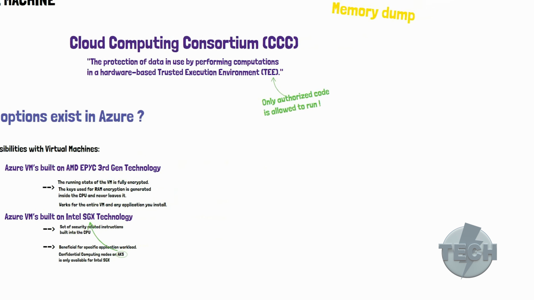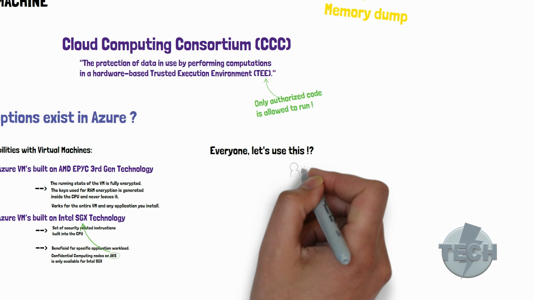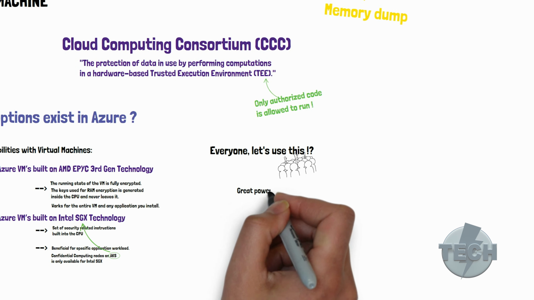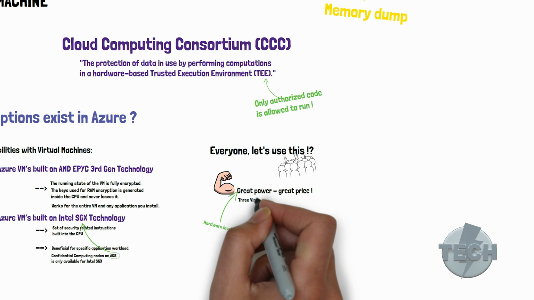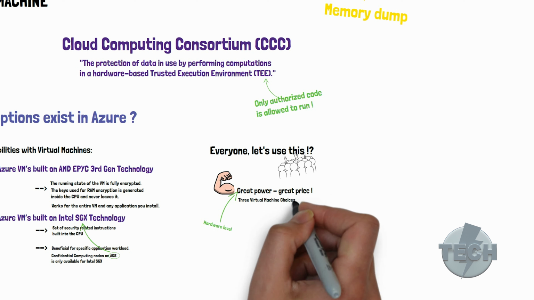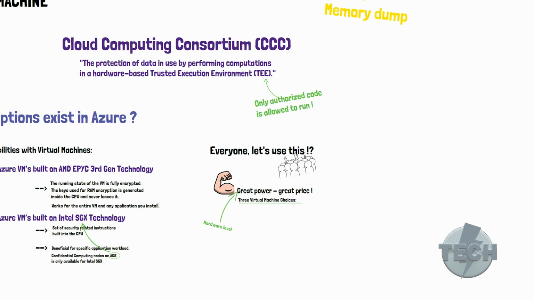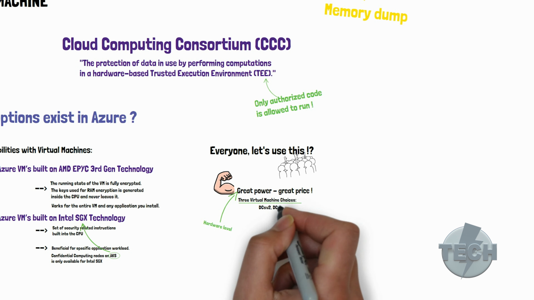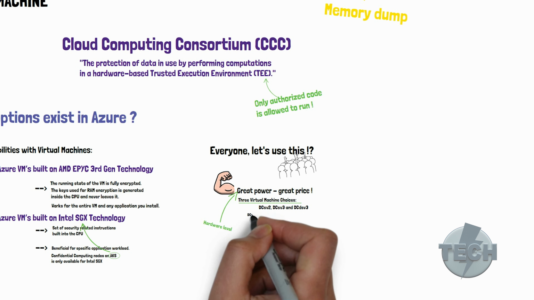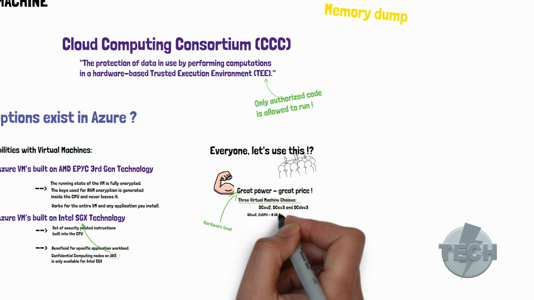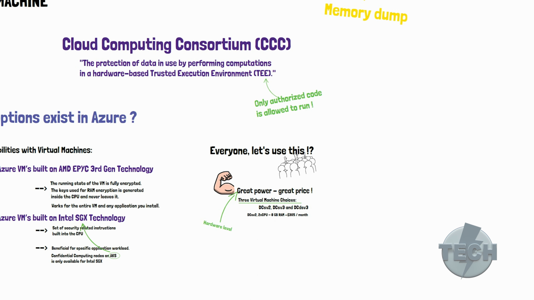Shouldn't we all use confidential computing all the time then? Well, with great power comes great price. There is no additional software installed on those virtual machines. It's all done on a hardware level. So, besides the standard virtual machine cost in Azure, there is no surcharge. You do, however, only have the option to choose between 3 virtual machine sizes with the Intel SGX technology: DCSV2, DCSV3, and DCD-SV3. For example, the DCSV2 has 8 GB of RAM and costs roughly around $305 a month.